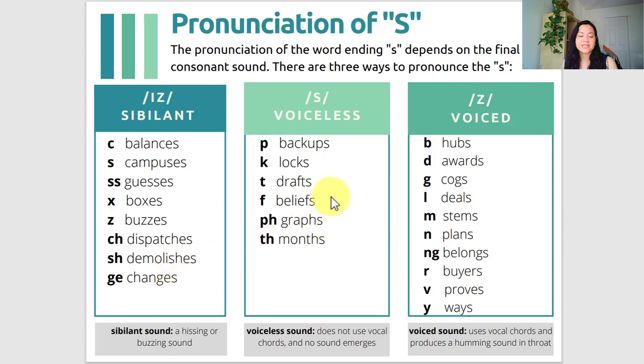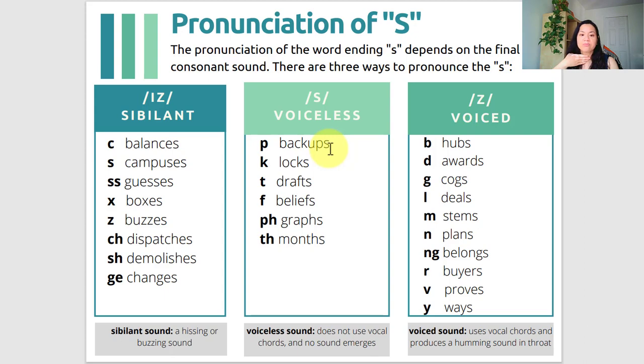And next, these are the words that the final consonant is voiceless. And you might wonder, what's a voiceless sound? A voiceless sound means that we do not use the vocal cords, and so no sound emerges. If you put your hand on your throat here, you will not feel any vibration when you pronounce these sounds.